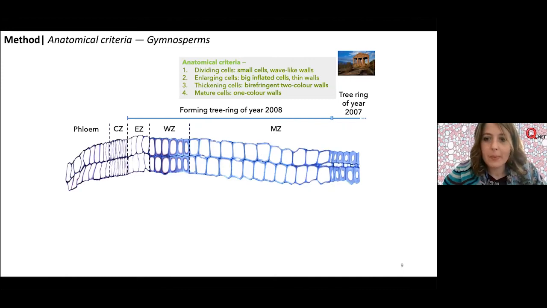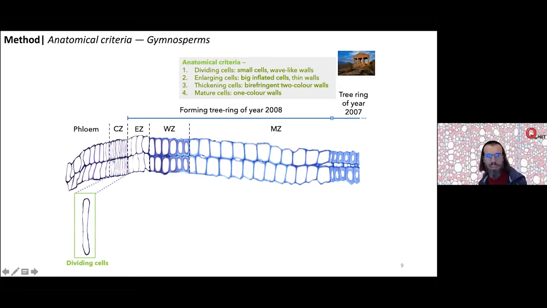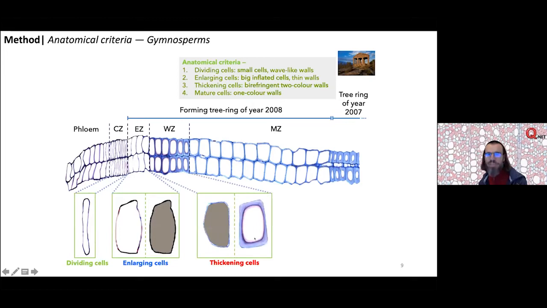Okay, so these are the anatomical criteria to make the classification of the different cells in the different phases. So, for example, this is cambial cells, this is enlarging cells, thickening cells, and mature cells. The criteria are shown here, but I won't go into the detail. And maybe I give the floor to Peter, so you can present the equivalent on angiosperms.